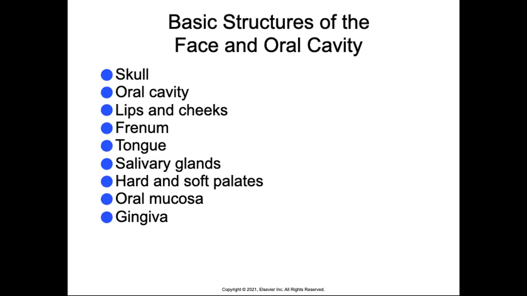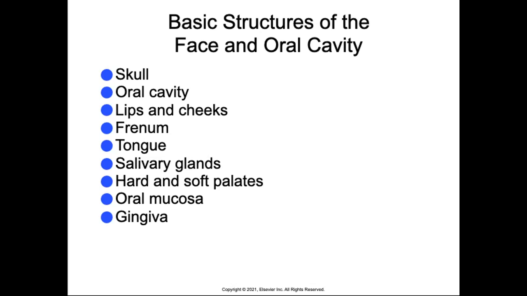The hard palate, or roof of the mouth, is covered with masticatory mucosa. The soft palate is the posterior continuation of the hard palate. So this is past the roof of your mouth, where the bone disappears and it turns into soft tissue.